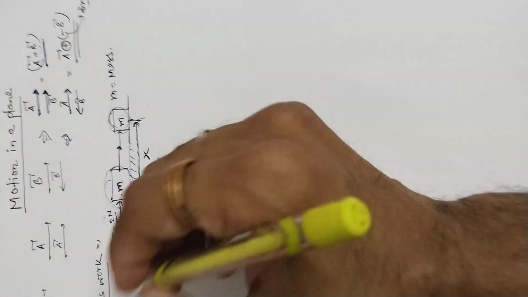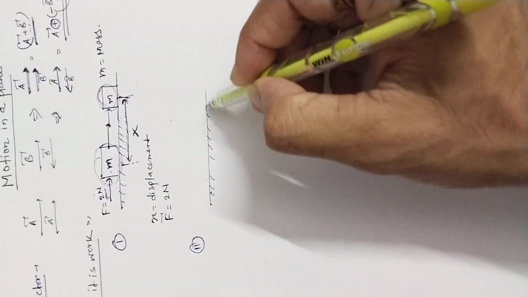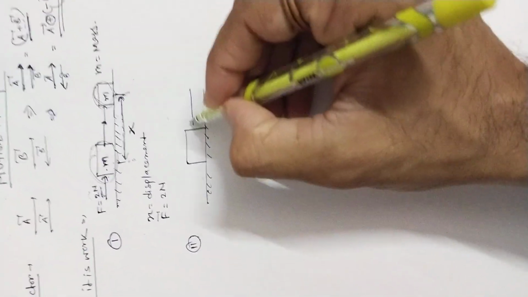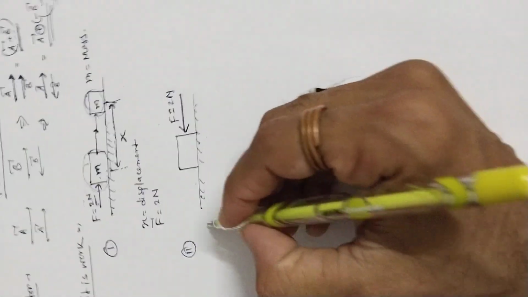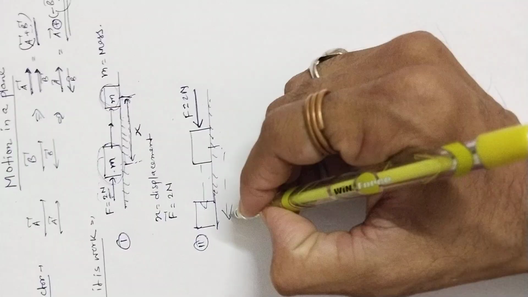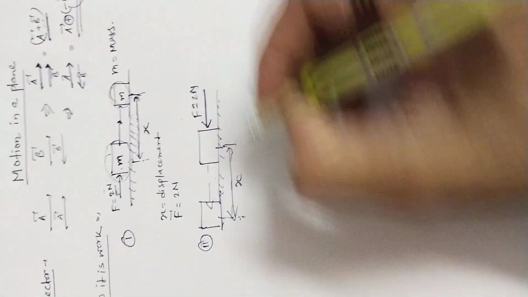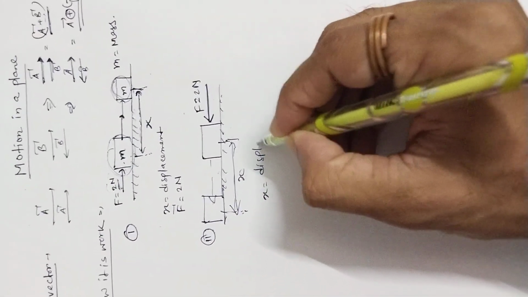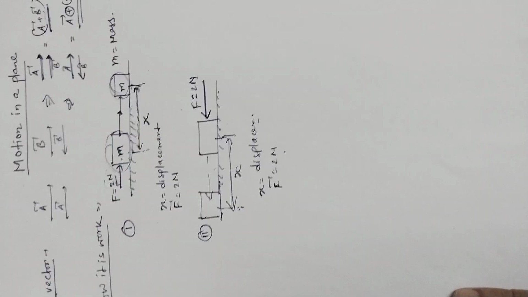Do you understand? It is the first case. Same block, the second case, it is a surface. If I apply the force in the opposite direction, suppose F equals 2 Newton, the same force is applied from the opposite direction, and it also changes its direction, and shifts from the origin over the x distance. So here x is the displacement, and the force F equals 2 Newton.